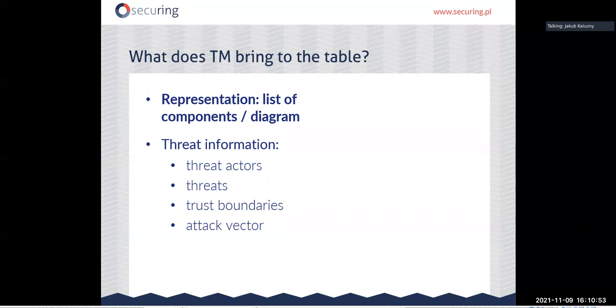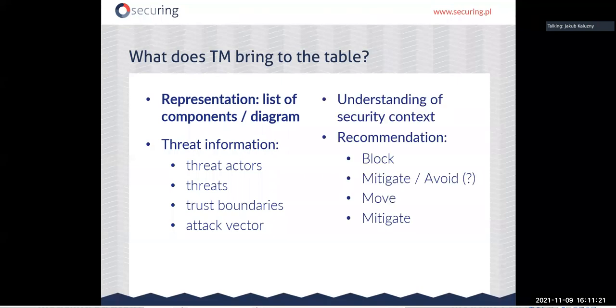So I asked myself a question: what does threat modeling bring to the table? And what we have is representation, so a list of components, usually a diagram, and during the threat modeling session, we add information about threat actors, about the threats themselves. Sometimes we add trust boundaries, and in some threat modeling methodologies, we add attack vectors. So we have this representation to get an understanding of the whole security situation.